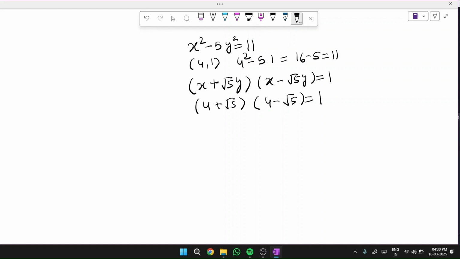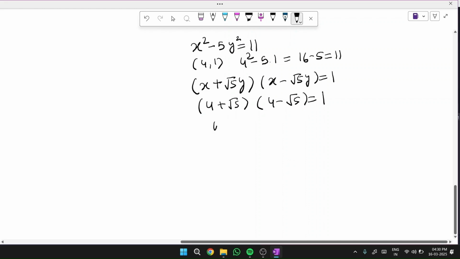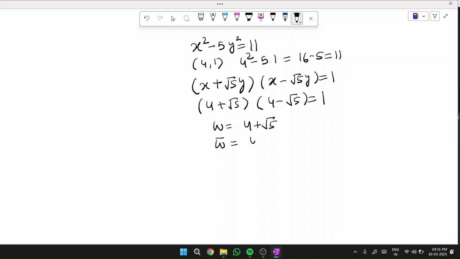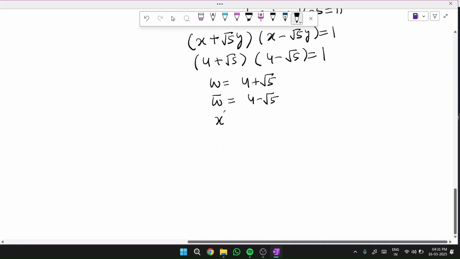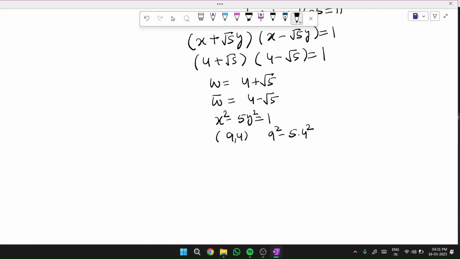Let's introduce a few more symbols here to get many more solutions. Let's call this omega and this omega bar. So omega is equal to 4 + √5 and omega bar is equal to 4 − √5. To produce more solutions, we need to solve one more equation where the right-hand side is equal to 1. So let's take x² − 5y² = 1. Again, we can check that (9, 4) works here: 9² − 5·4² = 81 − 80 = 1.